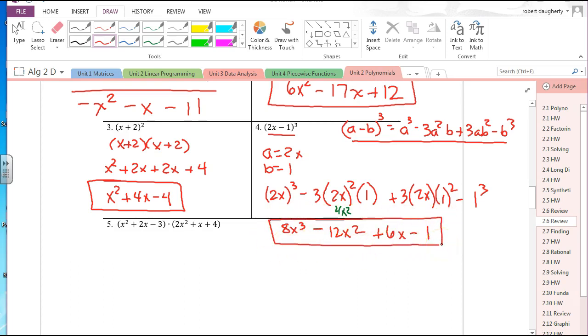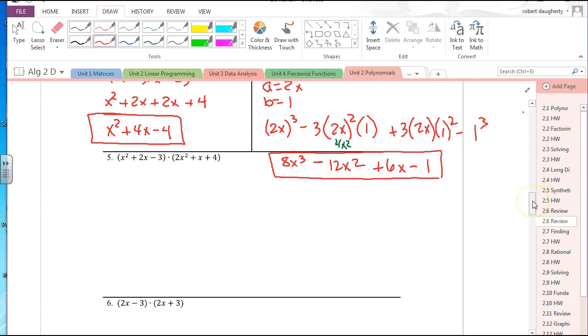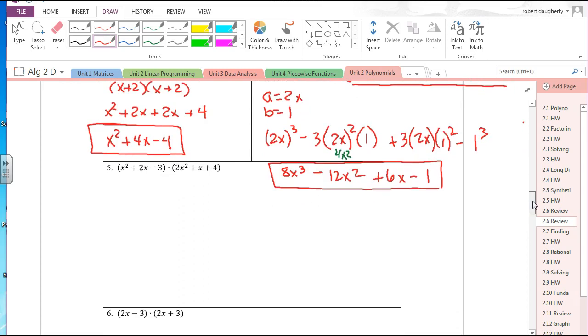Okay. Now, if you had trouble memorizing the formula, you can always just do it by multiplying everything out. So you've got 2x minus 1 times 2x minus 1 times 2x minus 1. If I multiply these first two together, I get 4x squared minus 4x plus 1, times 2x minus 1.